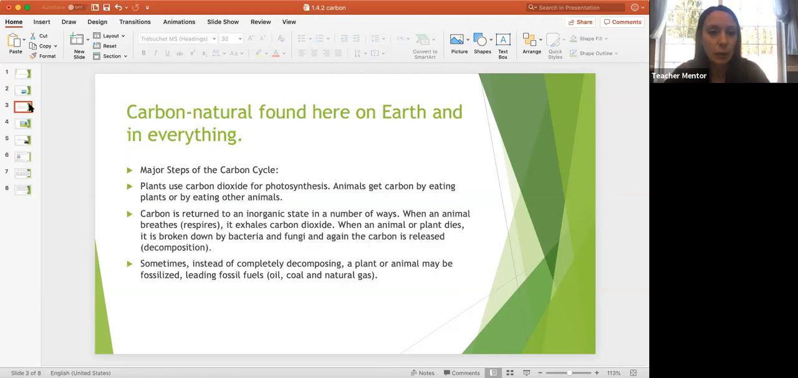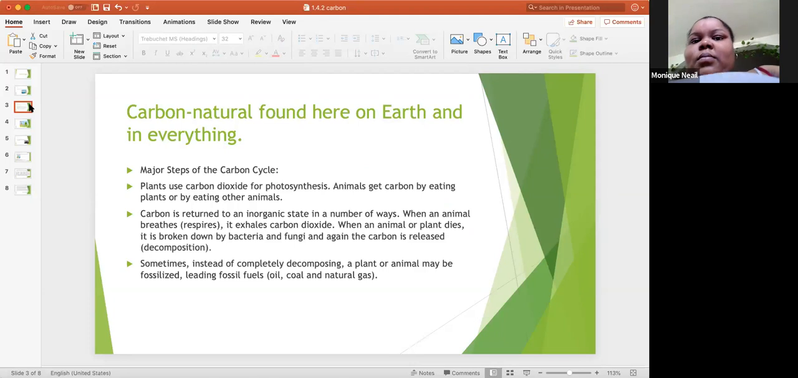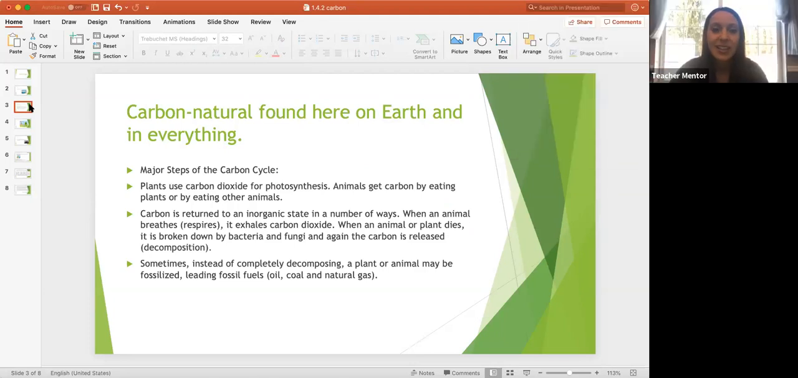Okay, so let's talk a little bit about what carbon is. Carbon is naturally found here on Earth, and amazingly, it's in everything, even our bodies. Living organisms are made of carbon, and as all organisms, we have a life cycle, and as we die, our bodies break down, and that carbon is released back onto Earth. It's a pretty cool cycle to think about.